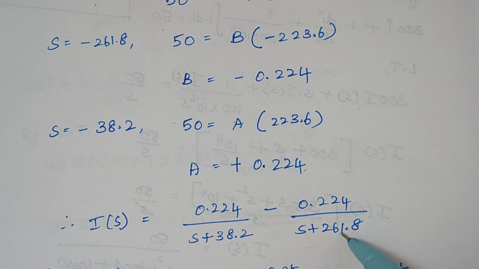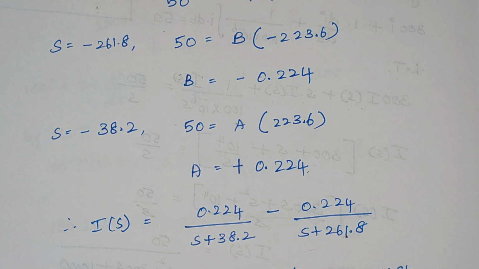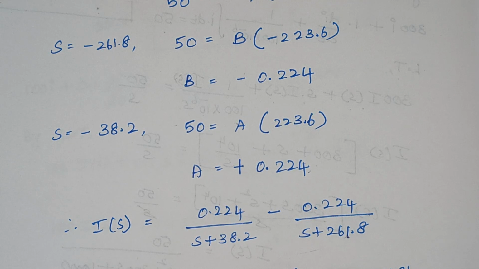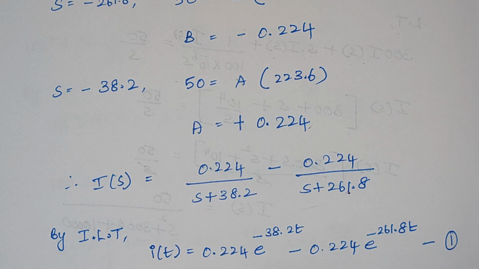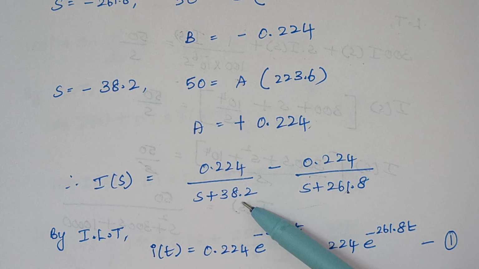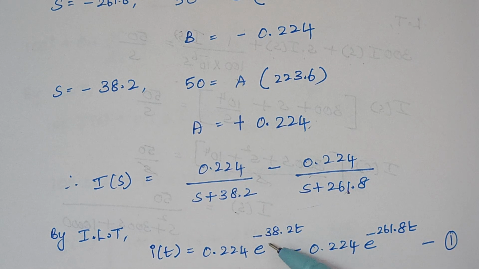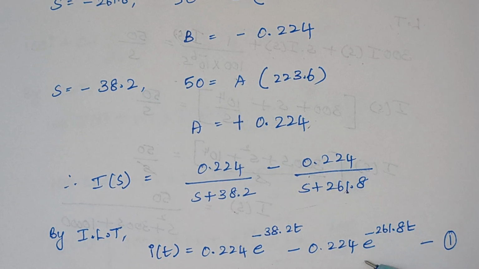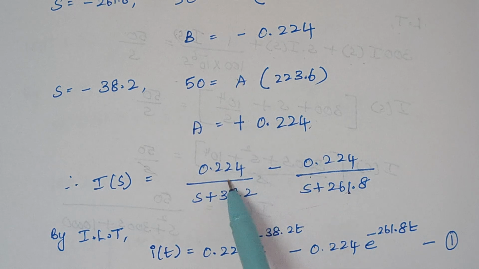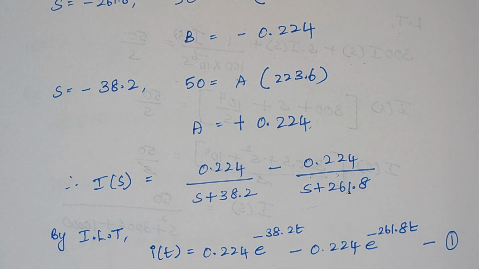But actually we need to find the maximum current. So we have to find a value in terms of I of t. So you have to take inverse Laplace transform. When you take inverse Laplace transform, you see s plus a, therefore this can be written as e to the power minus 38.2t. Similarly, this expression can be written as e to the power minus 261.8t. This constant term will remain as such.